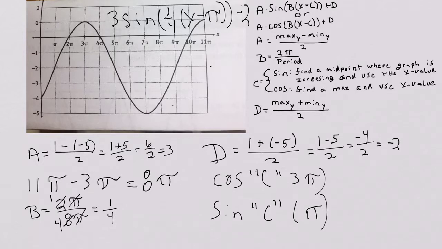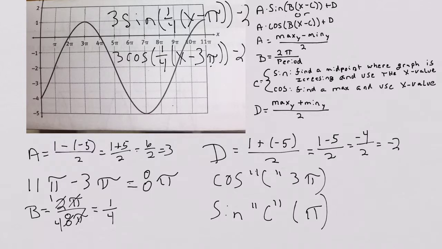For cosine, we're still going to have 3, but now it's cosine, my B stays the same at 1/4, we still have x minus, but now my C was 3 pi, close, close, and we still have the -2. So you have two different equations here.